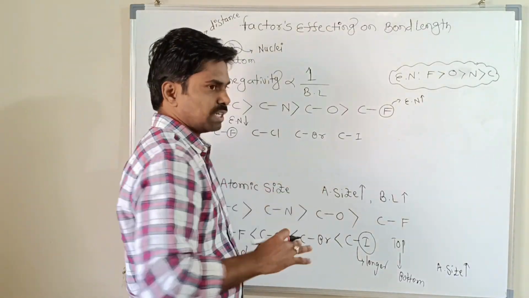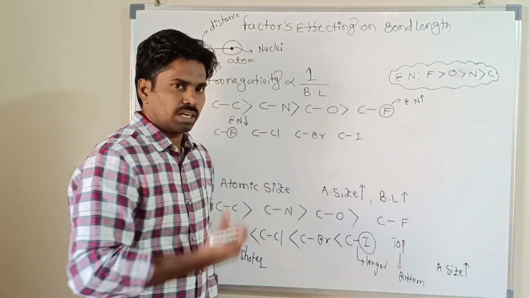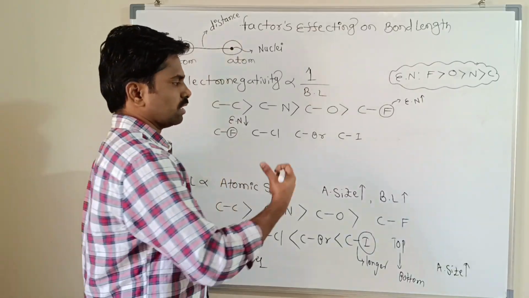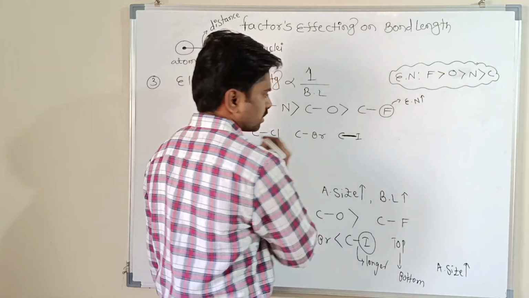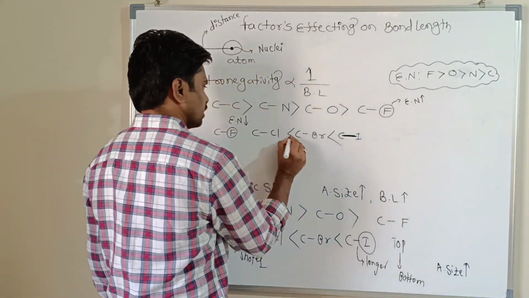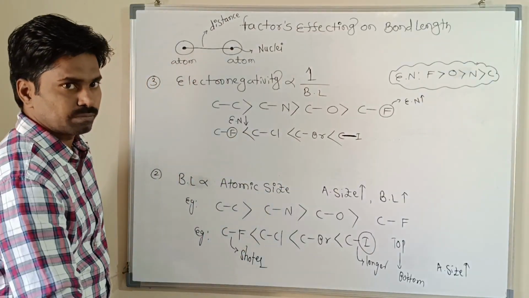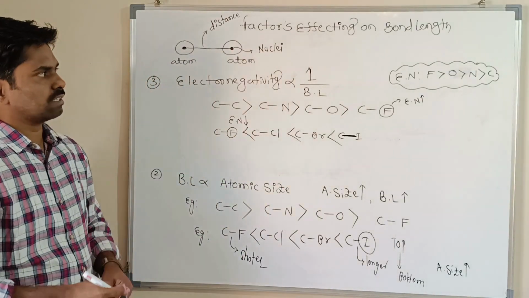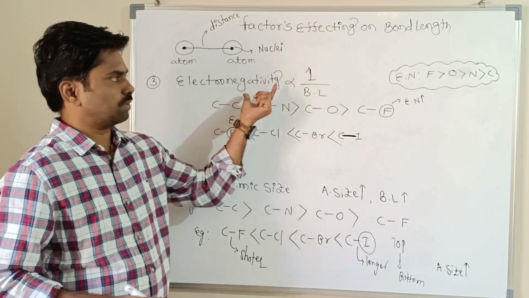So here the electronegativity is less, so the electron-attracting capacity is less. That's why the bond length will increase. Okay. So finally, C-I is the longest, then C-Br, then C-Cl. Understood? So the electronegativity factor can affect the bond length.